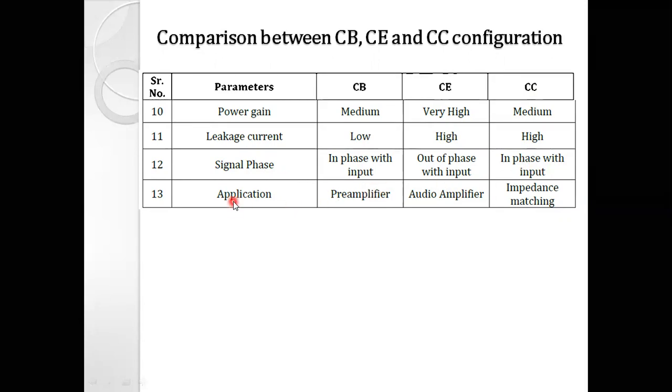Applications, where can I use these common base, common emitter, and common collector configuration? So the common base configuration can be used as a pre-amplifier, that is the stage before the amplifier stage. Then common emitter configuration can be used as amplifier stage, audio amplification, and common collector configuration can be used for the impedance matching. What is impedance matching?